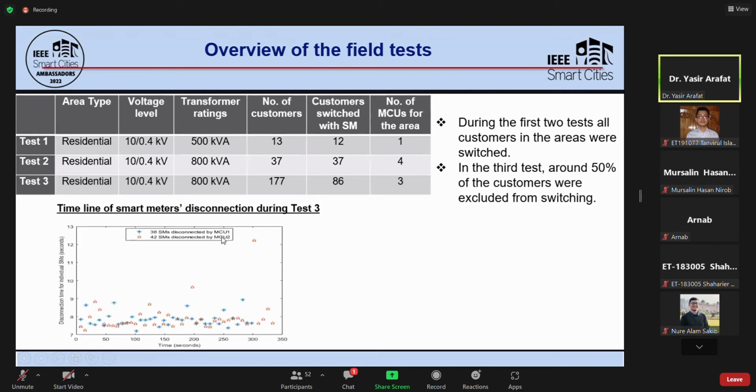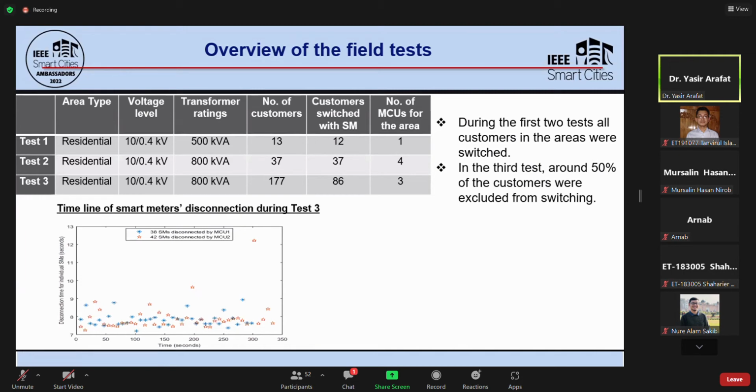Here I have shown the timeline of the smart meters disconnection during test 3. This was the largest test. I have shown that 38 smart meters were disconnected by MCU1 and 42 smart meters were disconnected by MCU2. There were a total of 3 MCUs, so I have shown information for 2 MCUs here. And one thing that should be added is that when an MCU disconnects the smart meters, it disconnects one by one.